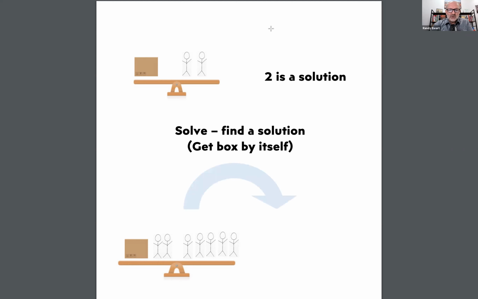We are going to have to get rid of some guys so that the box is by itself. This is what we want. That is our solution. That's what we're trying to accomplish when we solve. Let's look at the same thing with an equation.